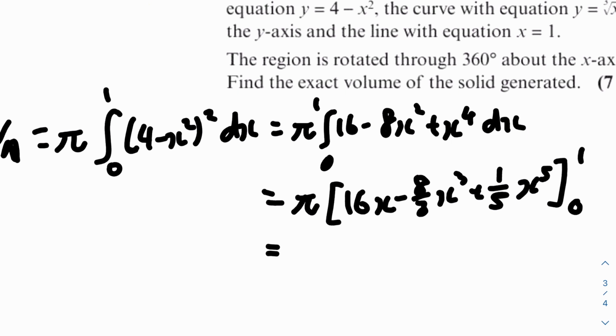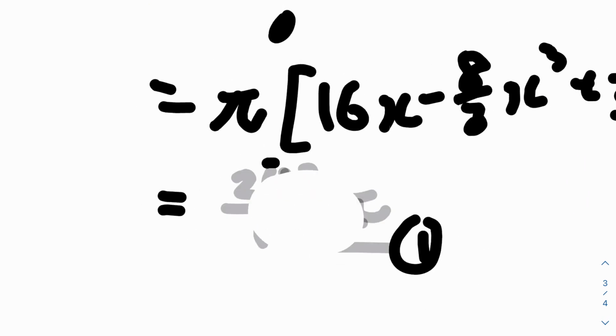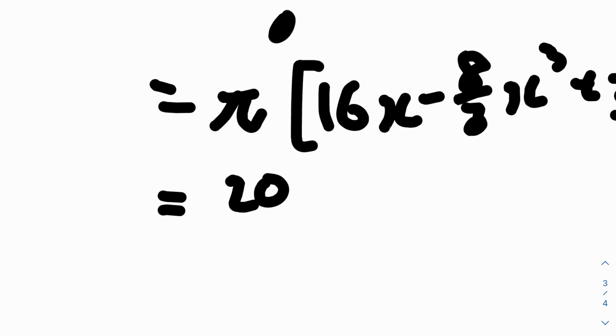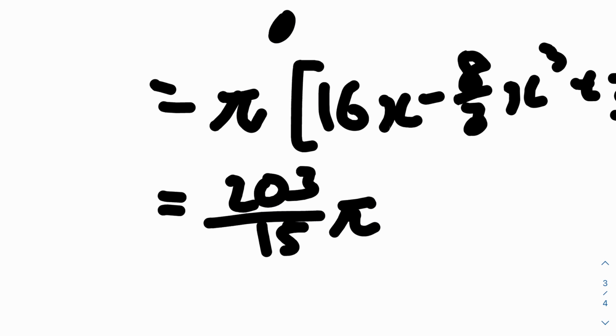And if you sub in the limits, it's equal to 16 times 1 minus 8 over 3 times 1 cubed plus 1 over 5 times 1 to the power 5. We would also subtract the value when we substitute x equals 0, but it's 0 anyway, so we can ignore it. So this gets us 203 over 15, everything times pi. Let me just write it properly: 203 over 15 pi, like so.